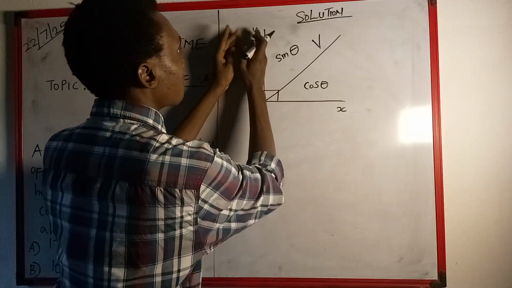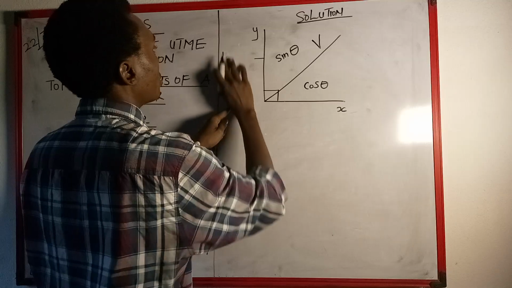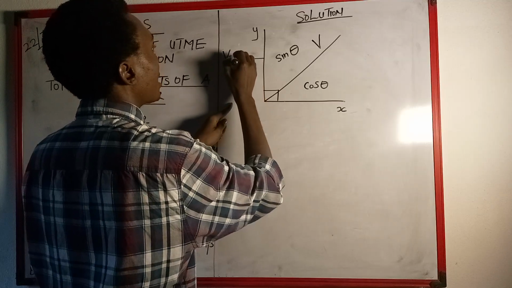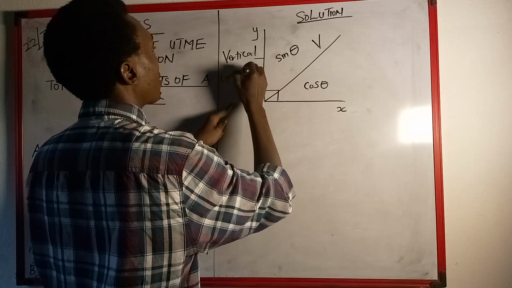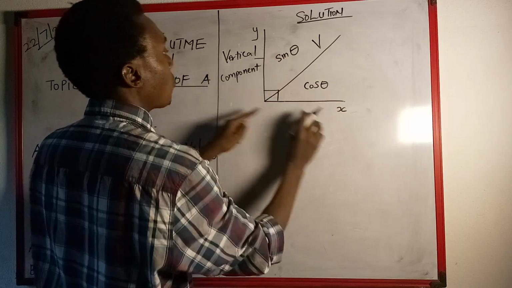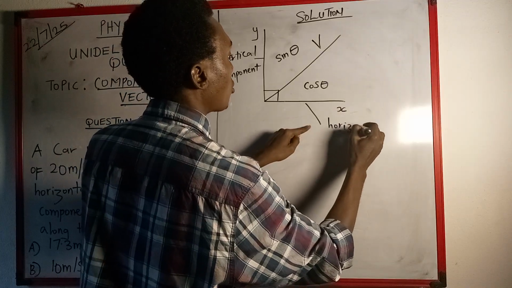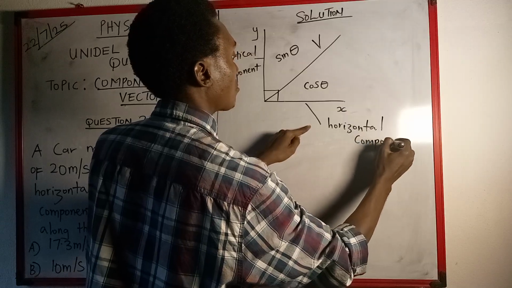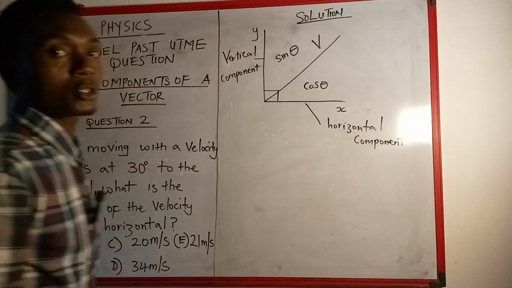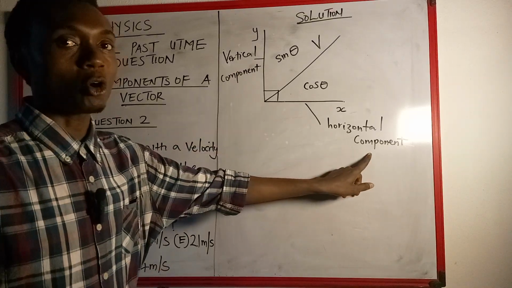Now, for the y-axis, we call it the vertical component, while for the x-axis we call it the horizontal component. Okay, so please take note: vertical component, horizontal component.